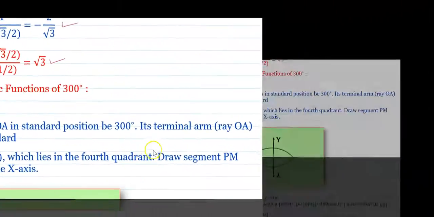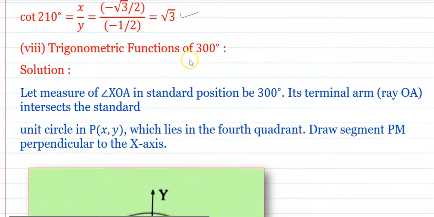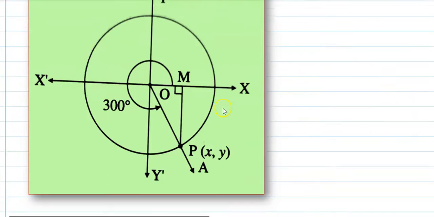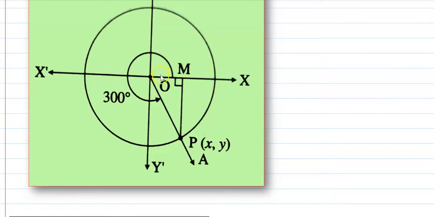Now the trigonometric functions of 300. Let the measure of XOA in the standard position be 300. This is the 90, 180, 270, and when it comes here it becomes 300. So how much is remaining? 60 degree is remaining. Measure of this angle is 60 degree. This is 60, 90, and therefore the measure of this angle is 30 degree.